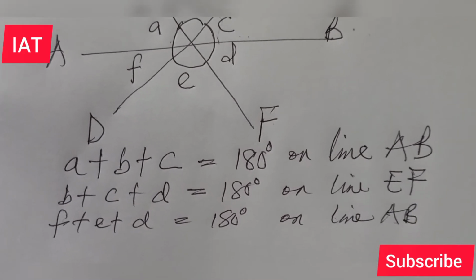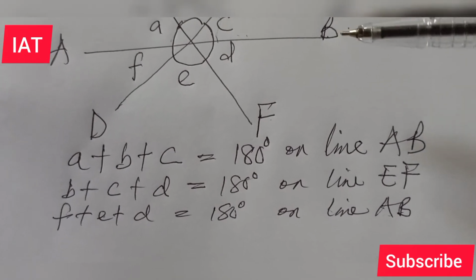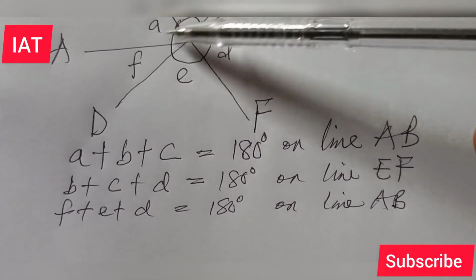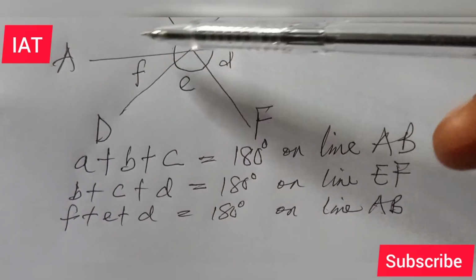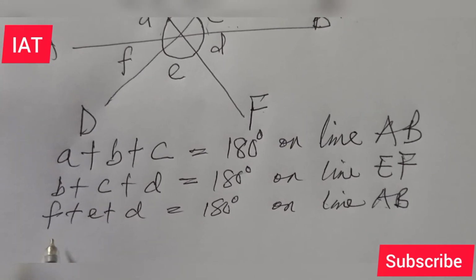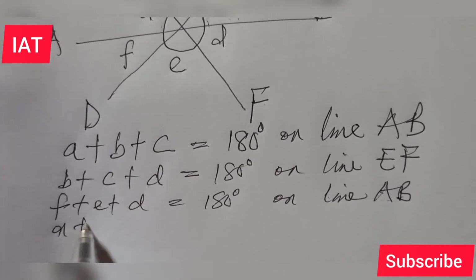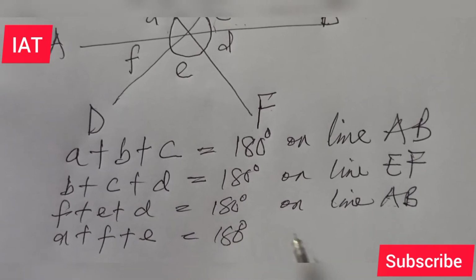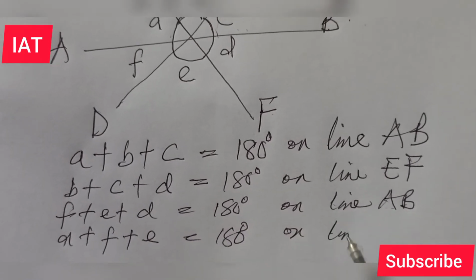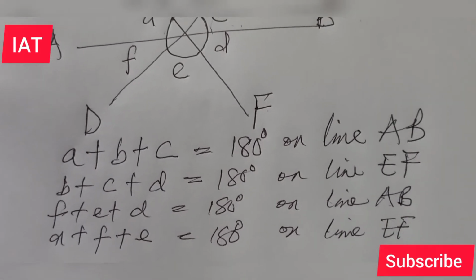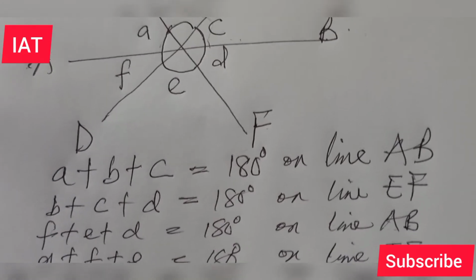Then finally, on this same note, we still have another one, which is AFE. Look at it, AFE lies on line EF. So we can easily say A plus F plus E is equal to 180. What is the reason? Remember that this lies on line EF, angle on a straight line. All right, I hope that is basic and also very interesting.